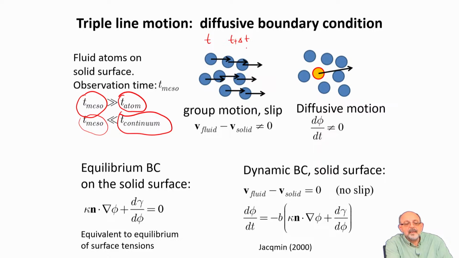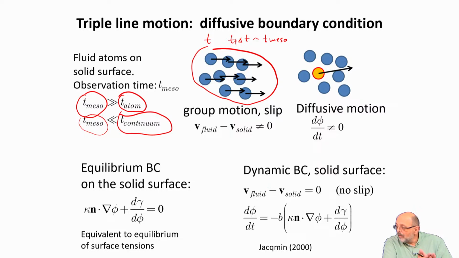And this delta t is of the order of the mesoscale time. If on the mesoscale I see that those atoms have all moved by pretty much the same amount, then I say my fluid is slipping over the surface.